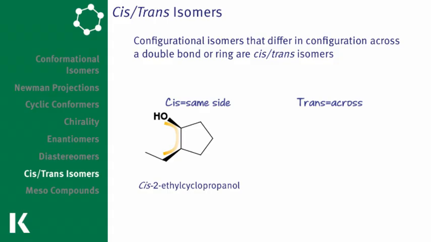There is no double bond, but the carbon atoms in the pentane ring are somewhat restricted, so the stereocenters do not freely rotate. In trans-2-ethylcyclopropanol, it is the same concept, only the hydroxyl group is now pointing into the screen and the ethyl group pointing out of it.